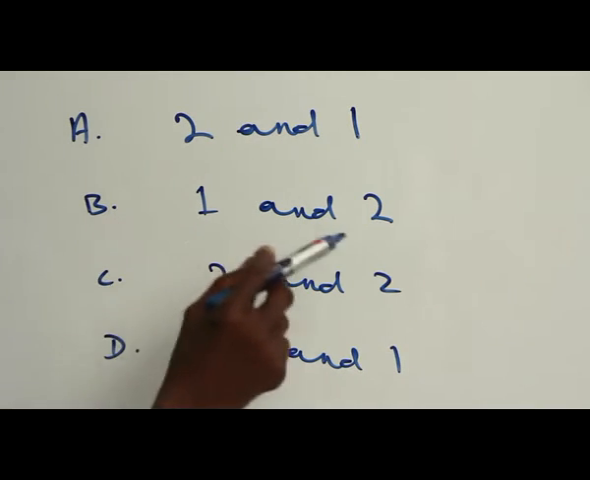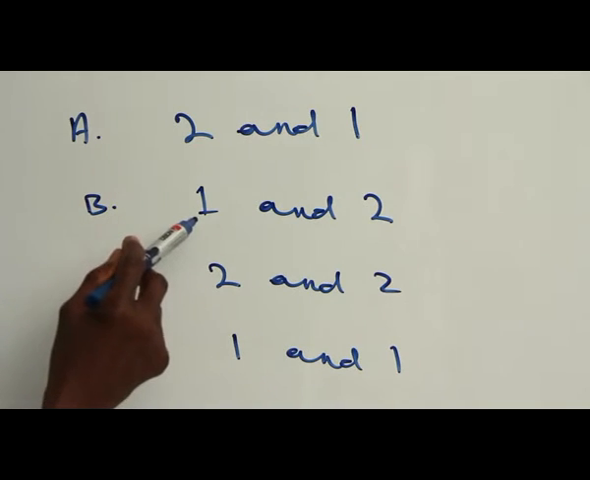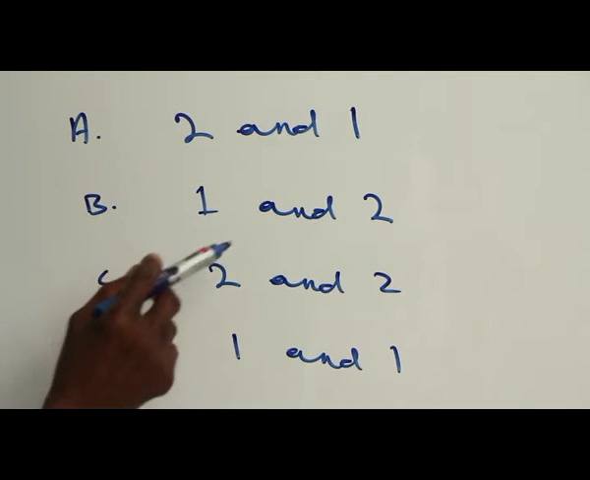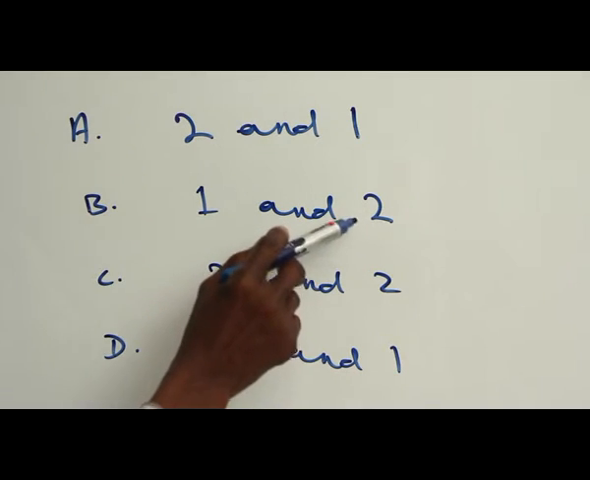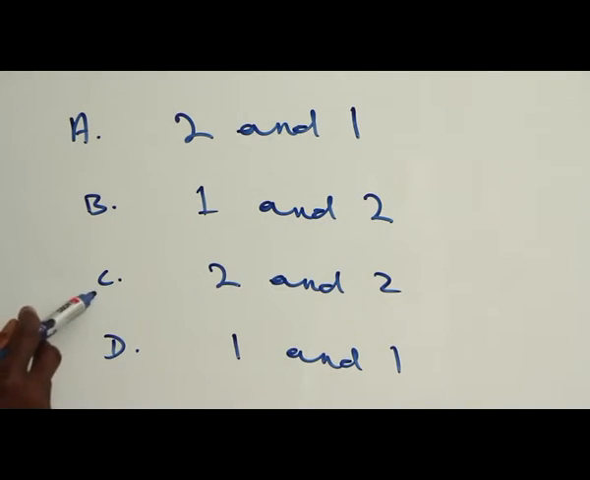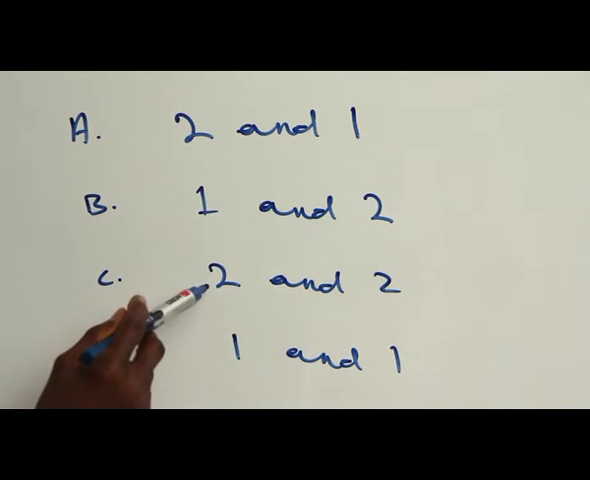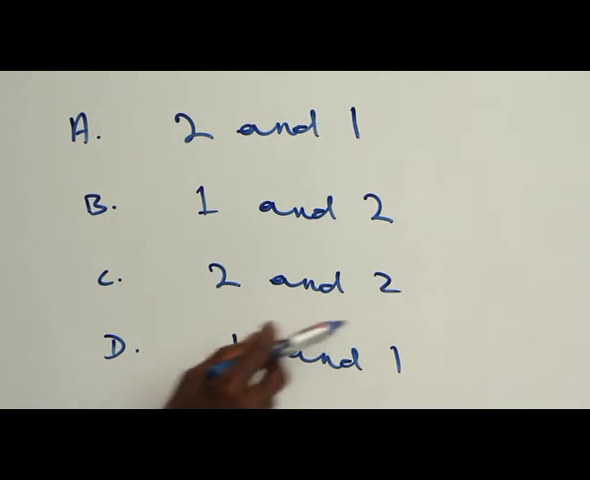B, 1 and 2. B is wrong. Now in water molecule, we have 2 lone pairs of electrons and not just 1. While in ammonia molecule, we have only 1 lone pair of electrons and not 2. C, 2 and 2 is wrong. It is true that there are 2 lone pairs of electrons in water, but there's only 1 lone pair of electrons in ammonia.